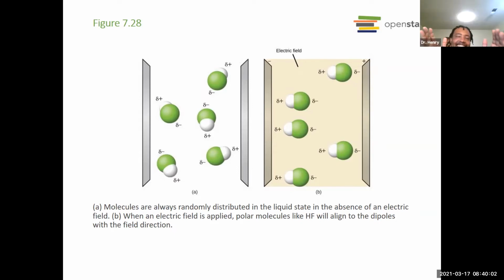When you put these molecules in an electromagnetic field, they actually orient. The positive orients towards the negative, and the negative orients to the positive. So here's the negative charge, here's the positive charge, and those molecules will orient that way because they're partially charged. They will adjust.